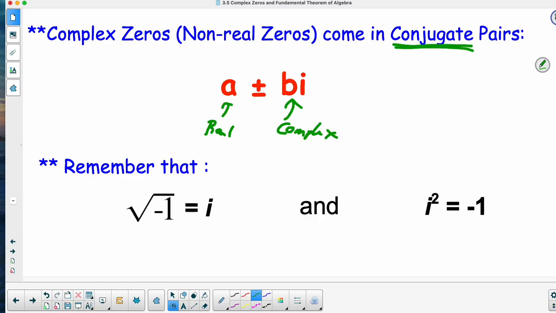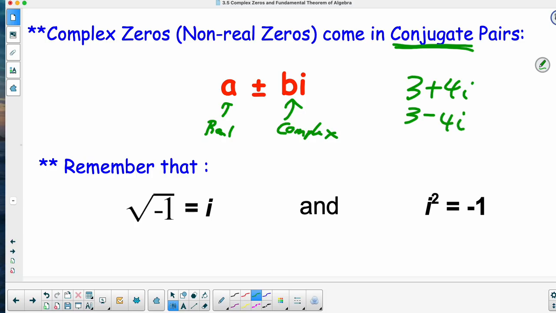So if I had a complex number of, let's say, 3 plus 4i, that's a complex number. I have this complex number, 3 plus 4i. What would be its conjugate pair? If I had 3 plus 4i, its conjugate pair would be 3 minus 4i.